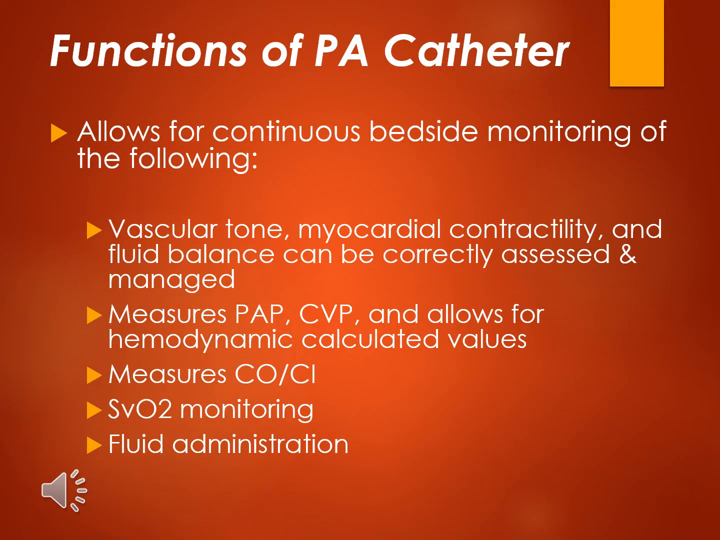The functions of a pulmonary artery catheter allow for continuous bedside monitoring of vascular tone, myocardial contractility, fluid balance. They can all be assessed and managed through those numbers. It also measures pulmonary artery pressure, central venous pressure, and allows for hemodynamic calculated values. It measures cardiac output and cardiac index, also SVO2 monitoring, and fluid administration.